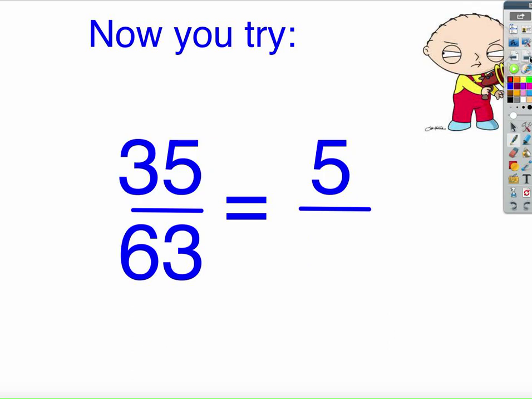What about this one? Now this one we can't do times because we're going from a big number to a small number. So you're also allowed to use division. So we ask ourselves, what did they do to 35 to get 5? Well, they divided by 7. So if I divide by 7 on the top, I've got to divide by 7 on the bottom, and 63 divided by 7 is 9. So 5/9 is equivalent to 35/63. That's how you find equivalent fractions, just by using your multiplication times tables.